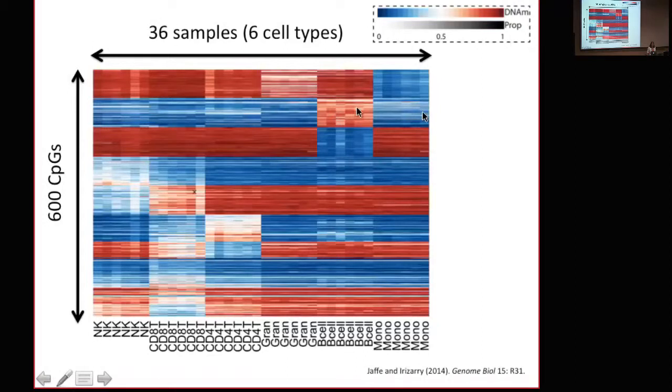Does that make sense? So you're finding the CpGs in the genome that tell you what are the biggest differences between the phenotypes that I'm interested in. And here are the phenotypes. There's 6 different blood cell types. And this was identified using basic statistics.